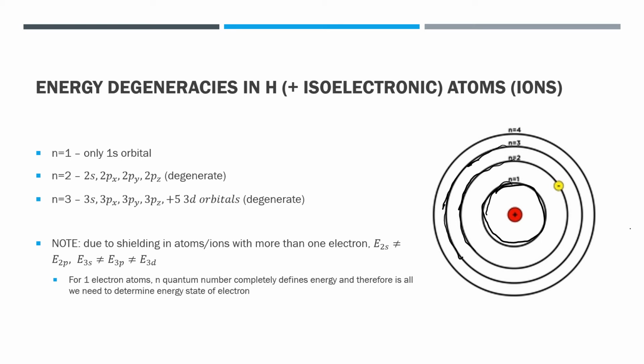So that's basically what I've written here. Due to shielding in atoms with more than one electron, our energy of 2s is not equal to the energy of 2p, and our energy of 2s is actually less than our energy of 2p, and this is why you fill the 2s orbitals before you fill the 2p orbitals when you're writing general electron configurations. But for one-electron atoms, the n quantum number completely defines the energy levels, and therefore all we need to determine the energy state of the electron is the n quantum number, right? This is sort of what we talked about before, and this is why the energy of 2s is equal to the 2p's in a single electron atom or ion.